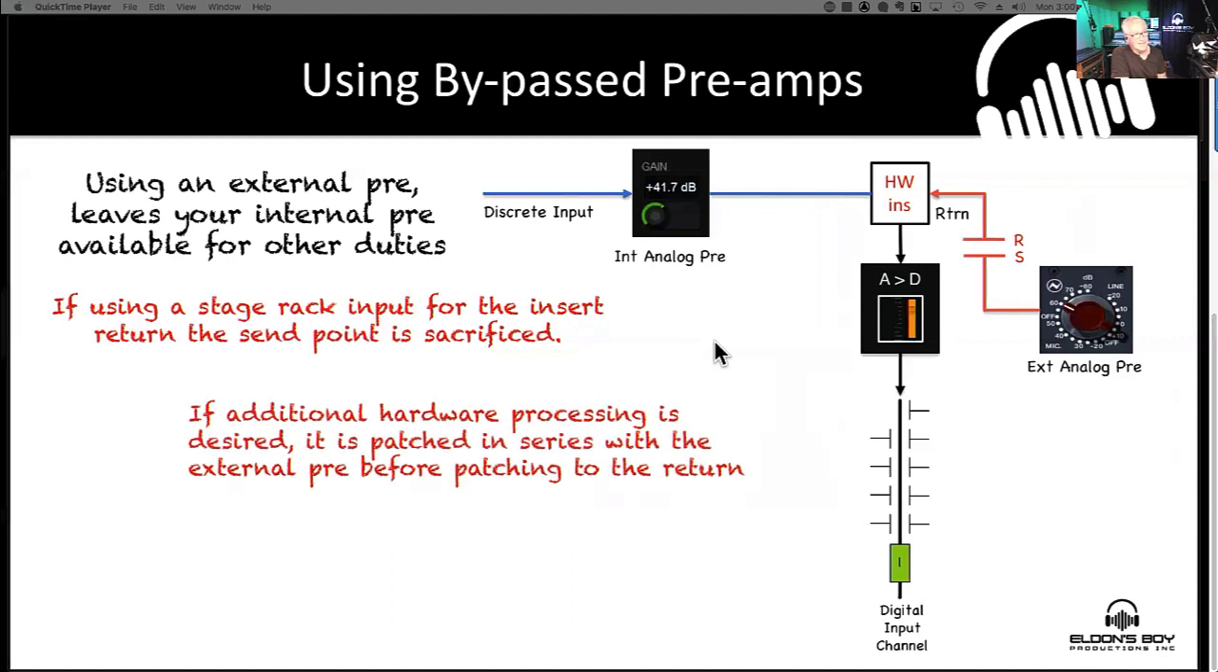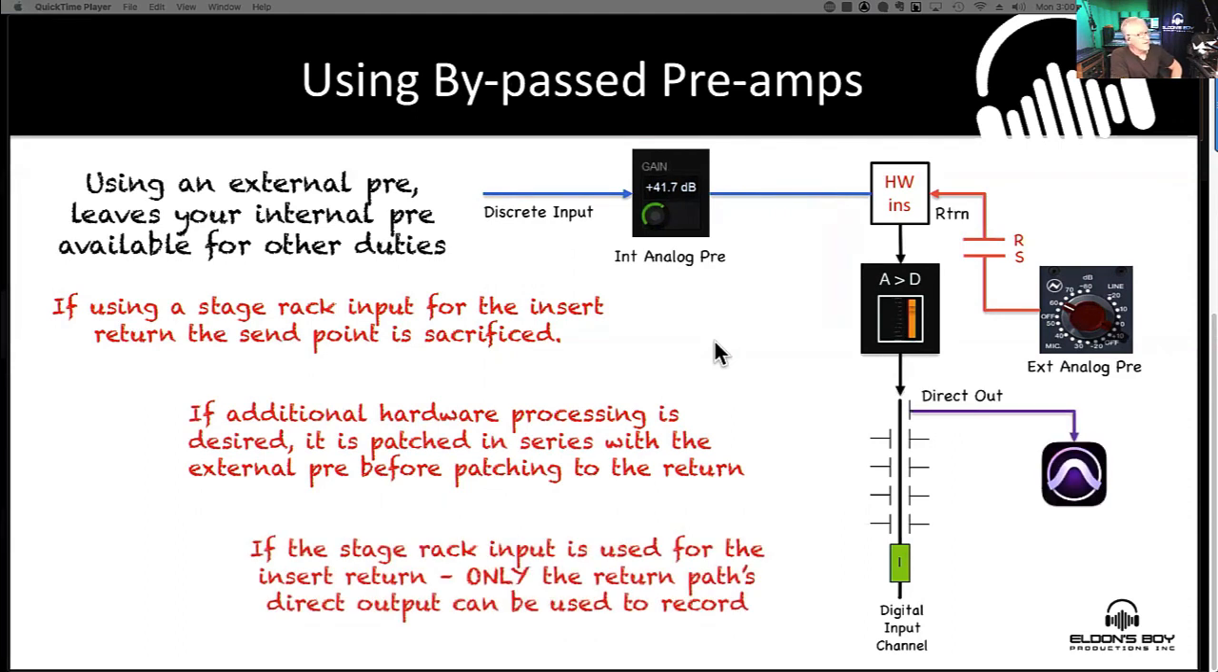And again, if additional processing is desired on the external pre, you're going to have to wire it up in series with that external pre and bring it right into the return point. Then if you're going to record that external pre, you'll have to do that through a direct output. That'll have to be through a post-insert direct output, most likely, or post-fader if you want to do it that way. But you would have to dedicate a patchable record track to it to be able to record it, right?